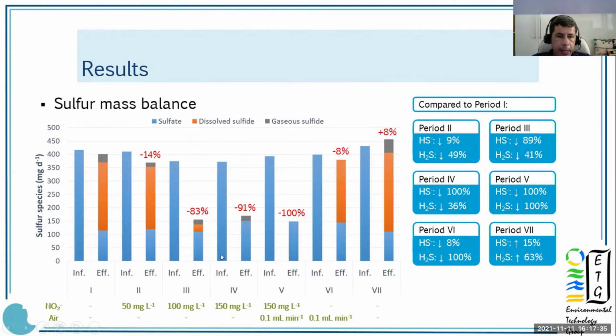So here, as we can see clearly, the application of nitrite removed the total load of sulfur species by 14% in period 2, 83% in period 3, 91% in period 4, and 100% in period 5. So the best strategy was this one, to combine the removal of both dissolved and gaseous phase of sulfide. Okay.